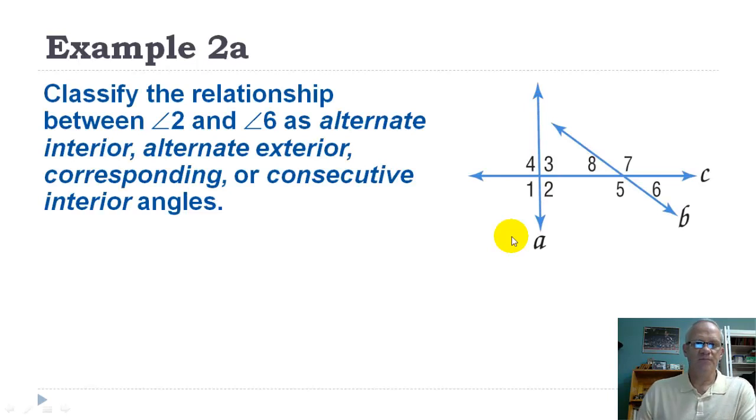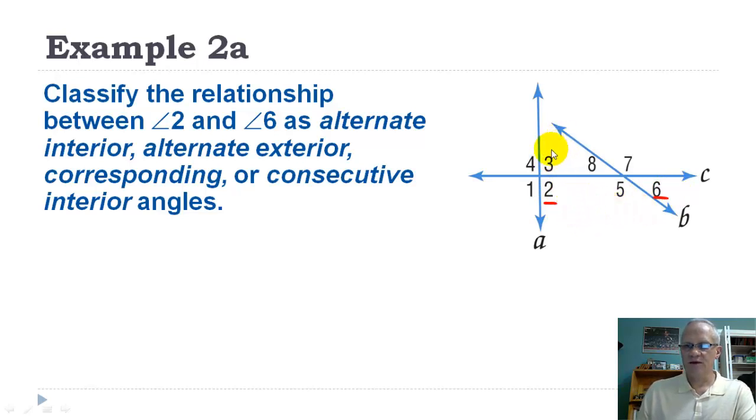All right, so example 2A. Let's classify the relationship between 2 and 6. Okay, and here's our choices. But if we look here, 2 and 6, what do we got? Here's 2 and here's 6. So what would we call those angles compared to each other?